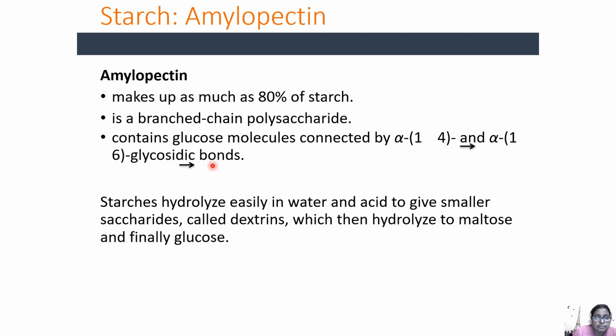So the arrows are misplaced. Sorry for that. It is a branched chain polysaccharide. It contains glucose molecules connected by alpha 1,4 and alpha 1,6 glycosidic bonds. The starches are able to hydrolyze easily in water and acid to give smaller saccharides called dextrins, which will then hydrolyze to maltose and finally glucose.